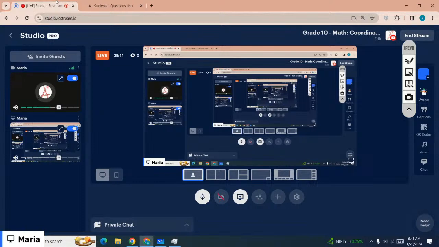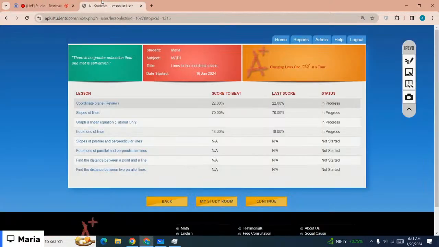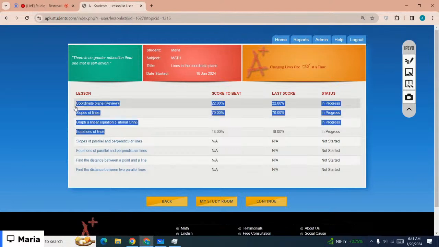So we were working on grade 10 math. The lesson we are working on is lines in the coordinate plane, and the lessons we have covered today are coordinate plane, slopes of lines, graph a linear equation, and equations of lines, right? So please make sure before the next session you complete all the practice questions for the lessons we did today. That is your homework until the next session, right?